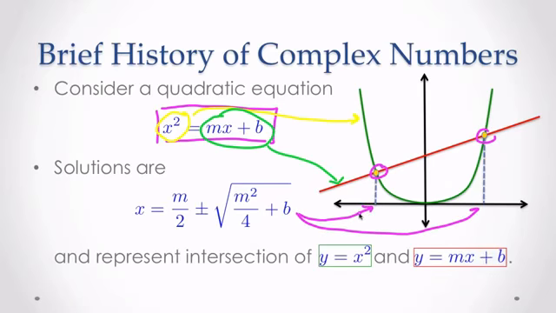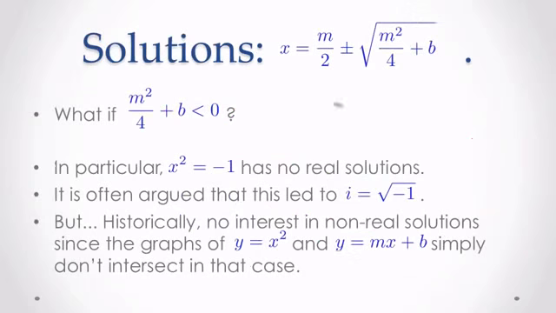So that was discovered a long time ago. The Greeks already knew this, and we're all very familiar with this formula. So here again, I just wrote down this formula for the solution of that particular quadratic equation we were looking at. But what would happen if this number under the square root right there, m squared over 4 plus b, was negative? Then you wouldn't be getting any solutions, right?